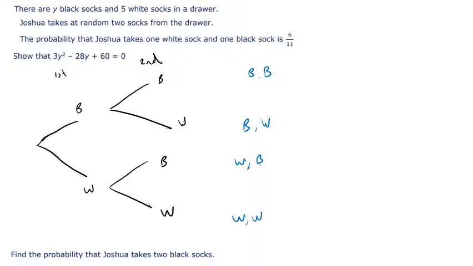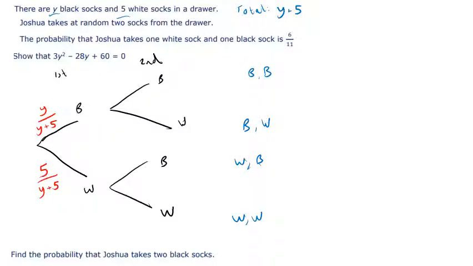So then, what are we told? We are told there are y black socks and 5 white socks. So how many socks are there in total? Can anyone think through that? In total, there would be y plus 5 socks. So then here, originally there were y black socks and there were y plus 5 socks in total. Down here, in terms of white socks, there were originally y plus 5 socks, and 5 of them were white.